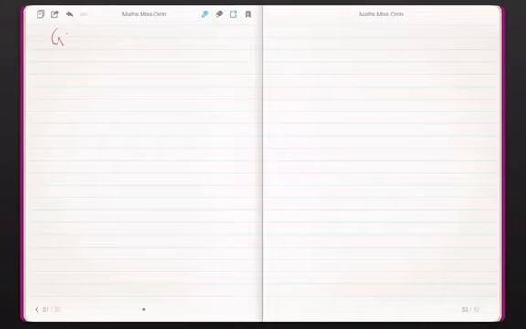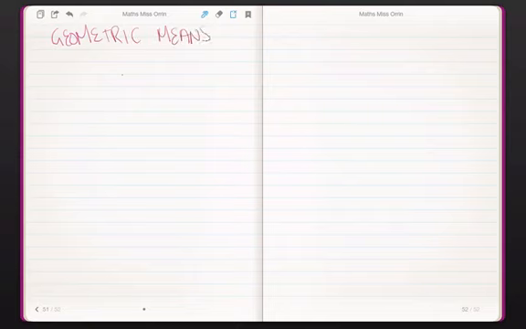Hello again, Year 11s. This time we're going to do a very similar thing, but this time we're going to find multiple geometric means. So the only difference is that we're finding multiple ones this time, okay? So I'll just show you what I mean.